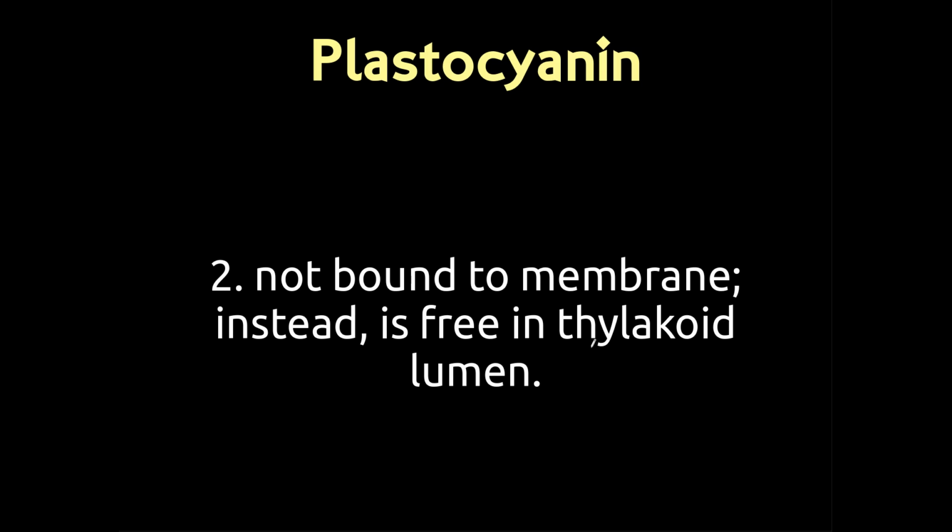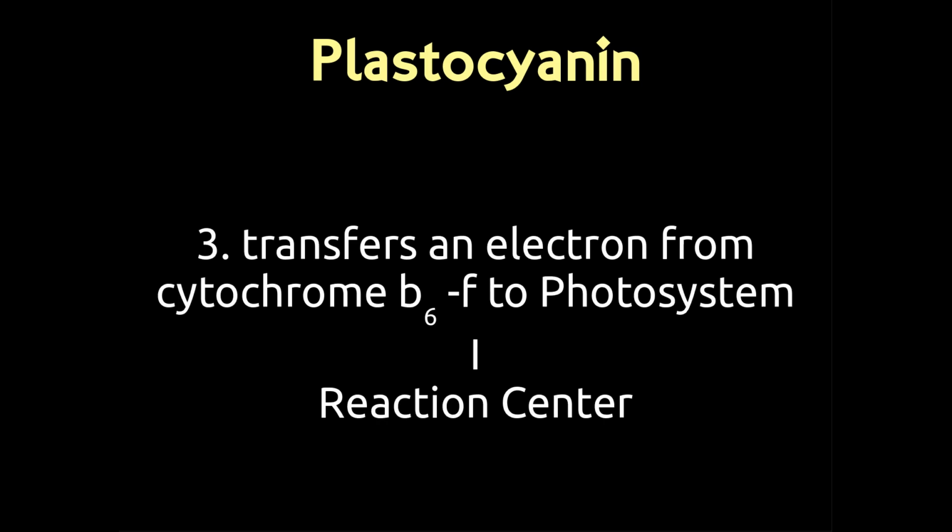Plastocyanin is interesting. It's somewhat similar to some other elements, particularly cytochrome C, that we have seen in previous electron transport chains. It's not bound to the membrane. Instead, it's free in the thylakoid lumen, even more free than the cytochrome C we talked about before. This makes it very mobile, again kind of like plastoquinone, and makes it very able to transfer electrons between cytochrome B6F and the next element.